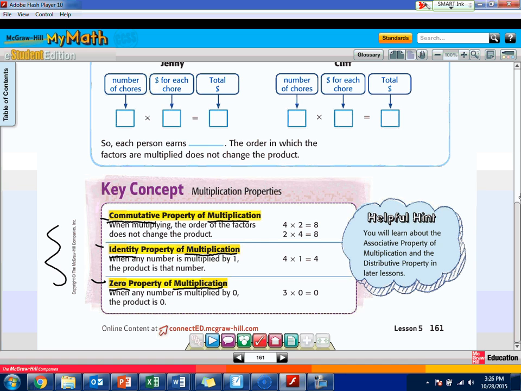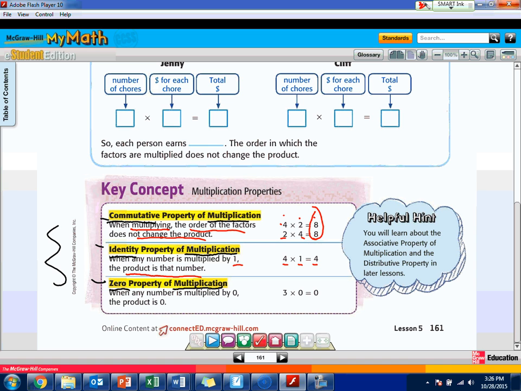It's very similar to the addition property. When you multiply, the order of the factors does not change the product, meaning we can go ahead and take 4 times 2 equals 8, and flip those factors around to 2 times 4 equals 8. Doesn't affect the product, which is 8. There's the identity property of multiplication. If you multiply a number by 1, the product is that number. So 4 times 1 equals 4, and that's just a given.